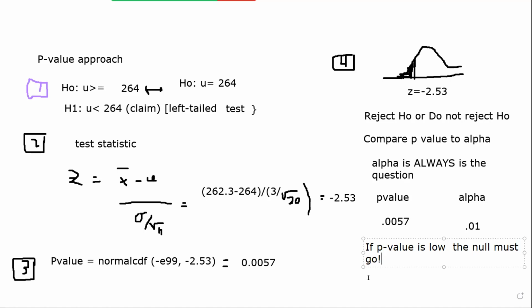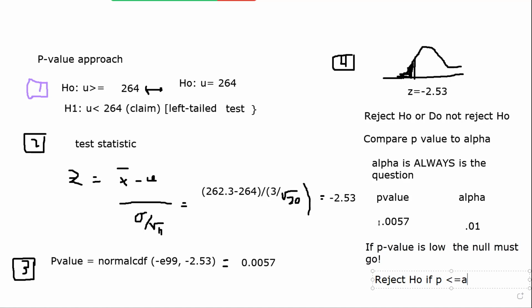The rule says this: reject the null if p is less than or equal. Almost never is it equal, but I did see one case in one book where it was true. Reject the null if the p is less than or equal to alpha. Otherwise, you fail to reject.